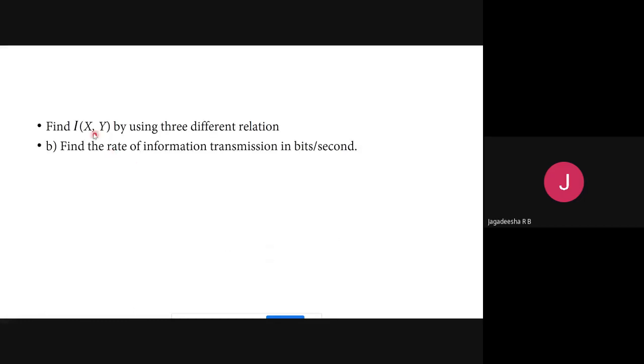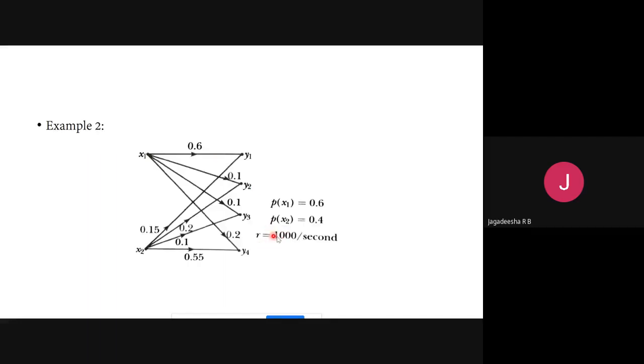First one is find I(X;Y), that is mutual information between X and Y using 3 different relations. I mentioned already what the 3 different relations are. They are basically from the properties. Next, find the rate of information transmission, that is R. To find that, the rate at which information is inserted into the channel is given. So again, you need to use the same equation. I want everyone to participate here.